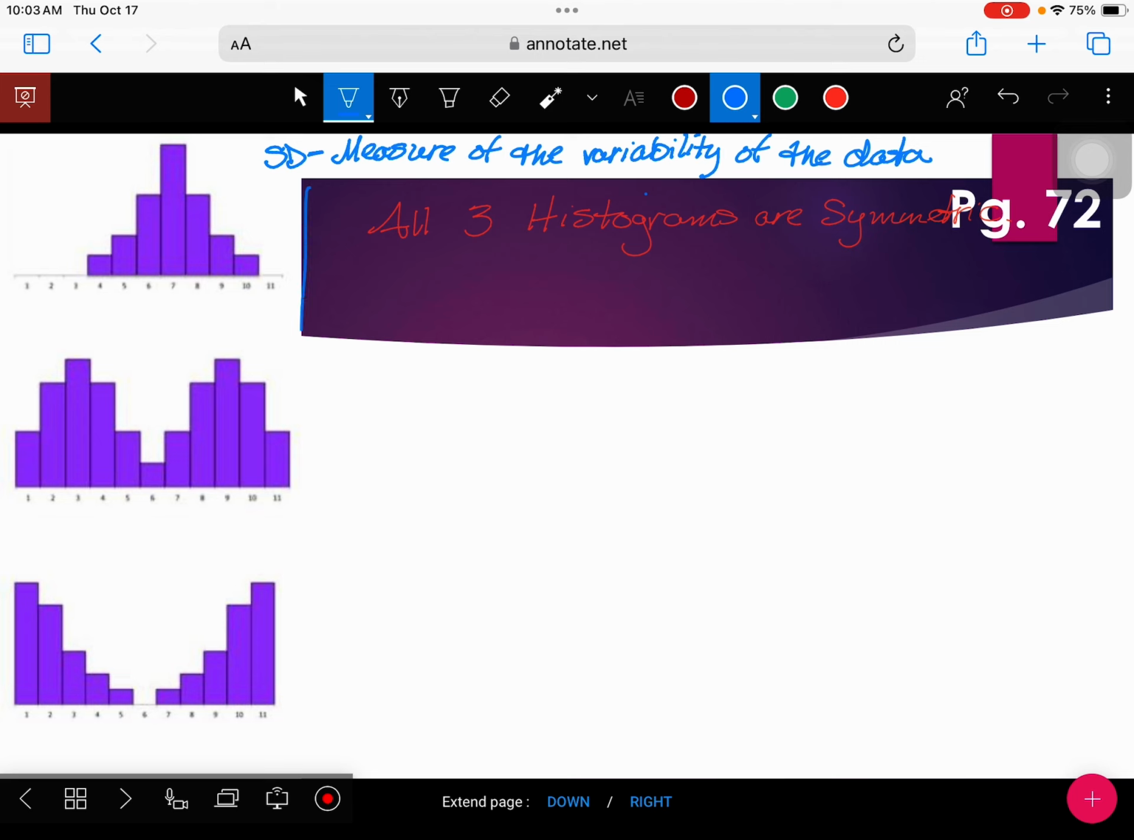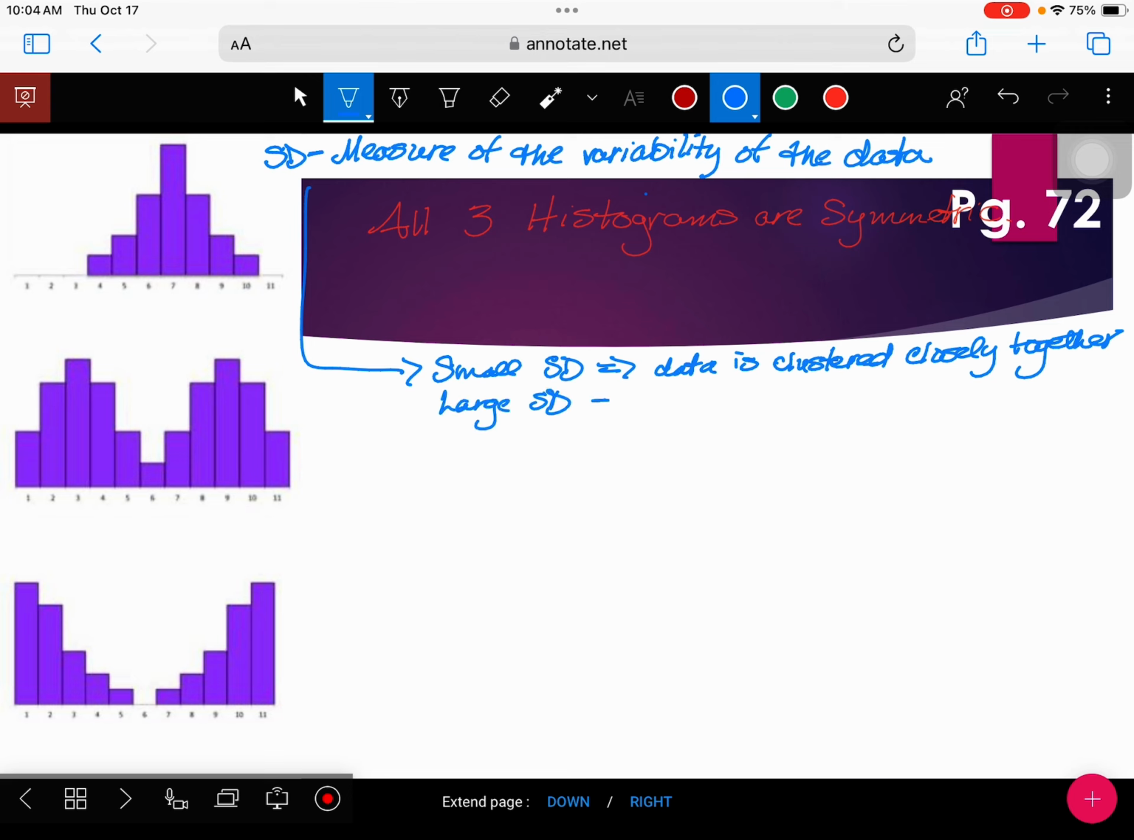If you have a small standard deviation, that means that your data is clustered closely together. Clustered closely together. Whereas if you have a large standard deviation, the data is spread out.